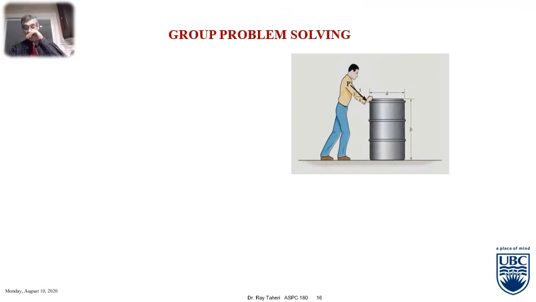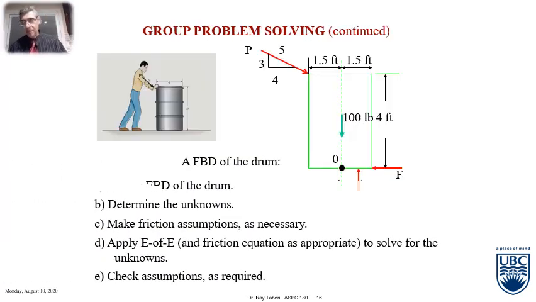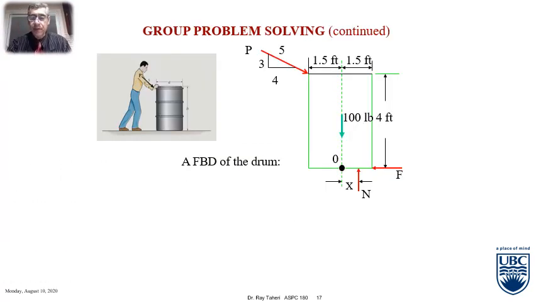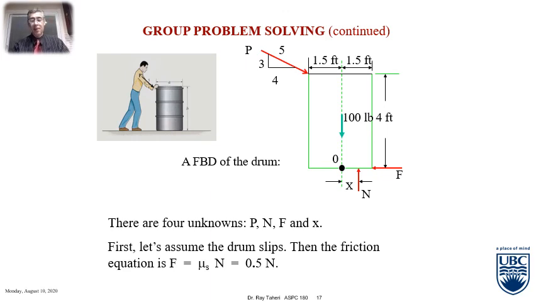Let's have another example. Here a person is trying to push a barrel at an angle, all the dimensions are given here, and we want to know which happens first. Same analogy: the force is applied in this direction, and we assume in this case that sliding happens. If sliding happens, the maximum force of friction is equal to 0.5, the coefficient of friction, times N. And now we have to calculate N.